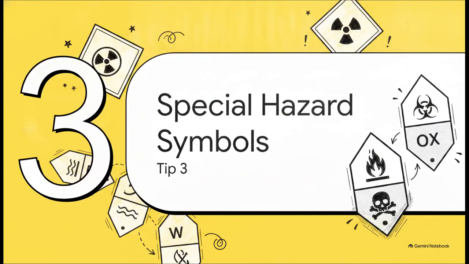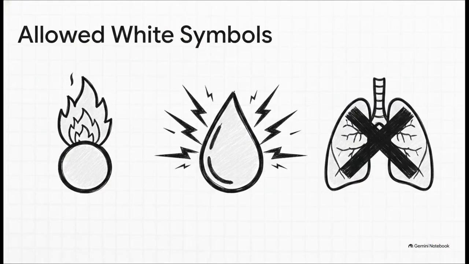All right, let's tackle Tip 3, Special Hazard Symbols. For this tip, we're zooming in exclusively on that bottom white quadrant of the diamond, which actually operates a little differently than the other three. Unlike the blue, red, and yellow sections that use that 0 to 4 number scale, the white section uses specific letters. And according to the FE reference handbook, there are exactly 3 important designations you need to memorize.